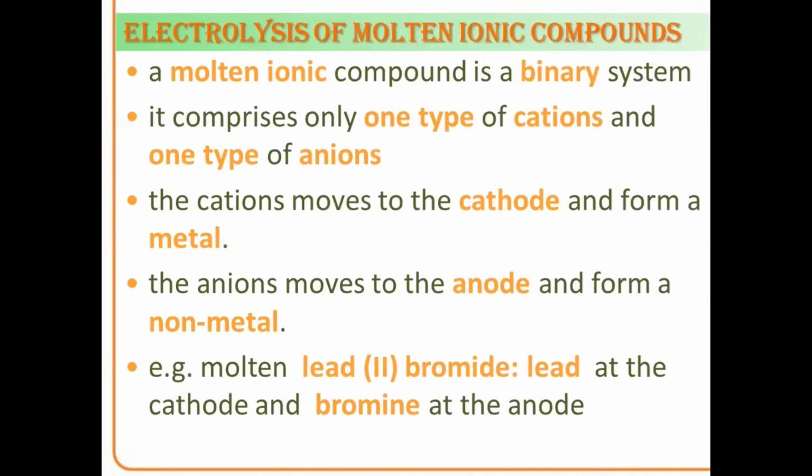So let's look at a simple example: the electrolysis of molten lead(II) bromide. In this electrolysis, lead is formed at the cathode and bromine is formed at the anode.